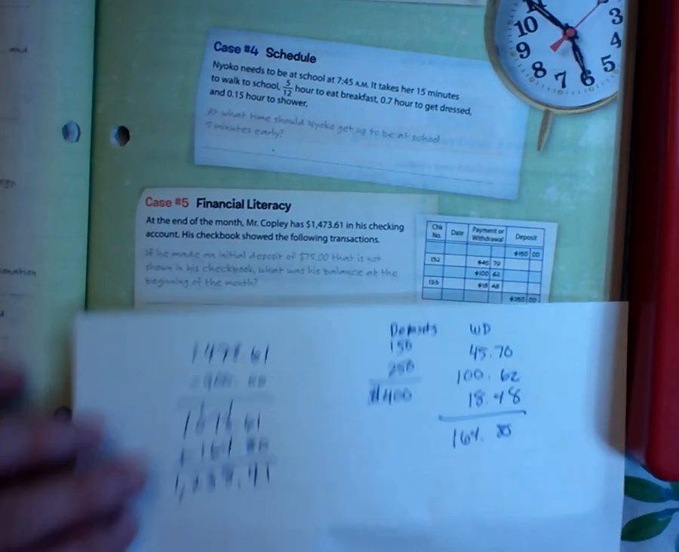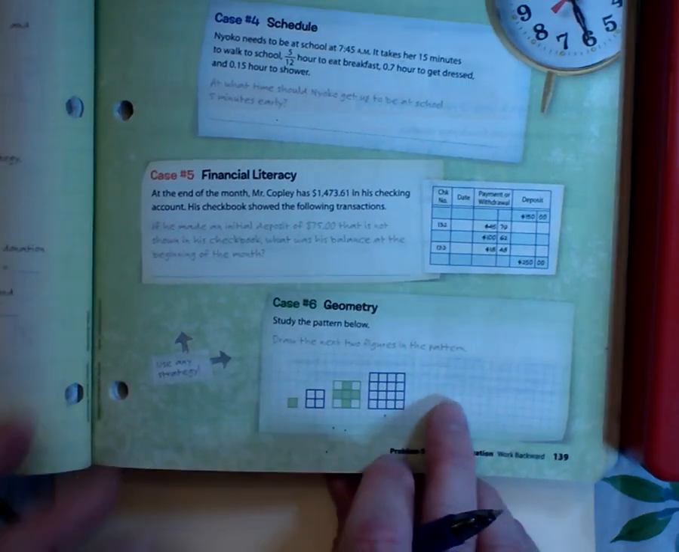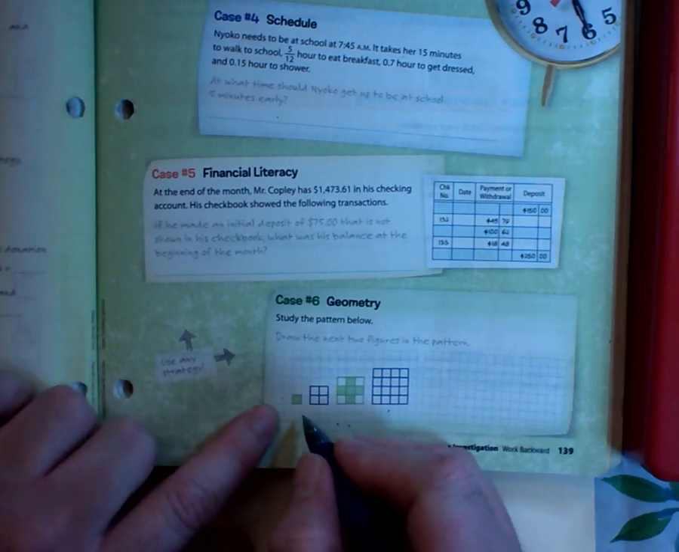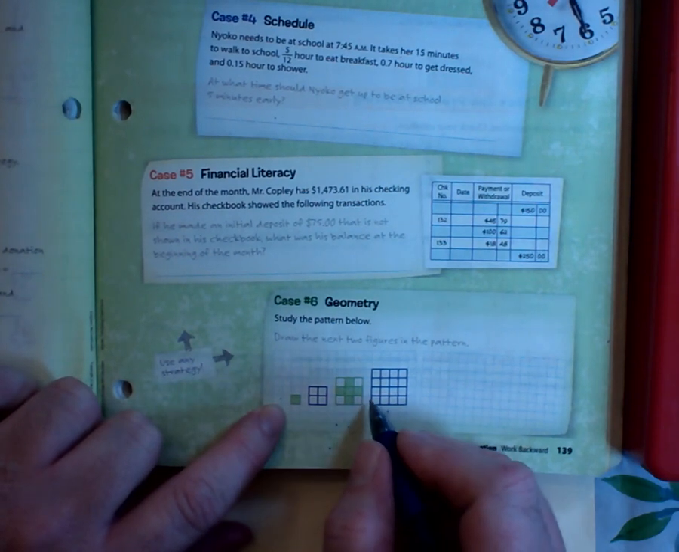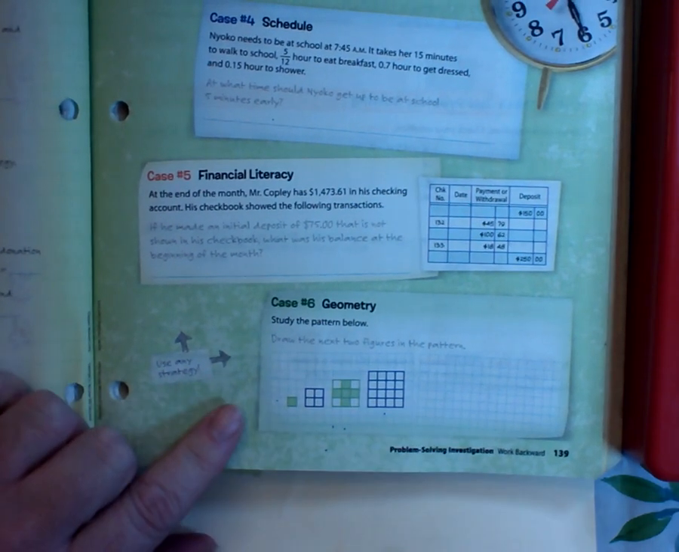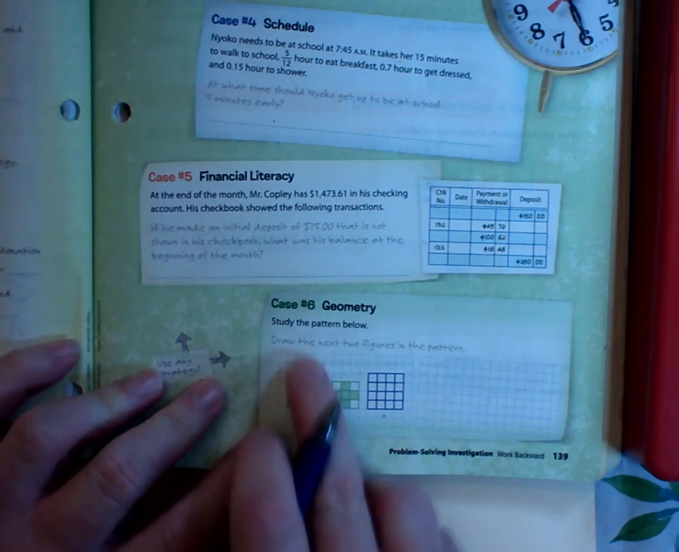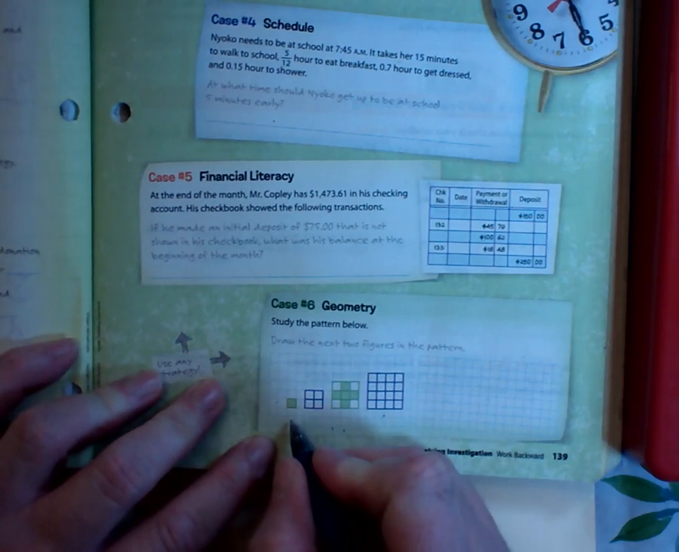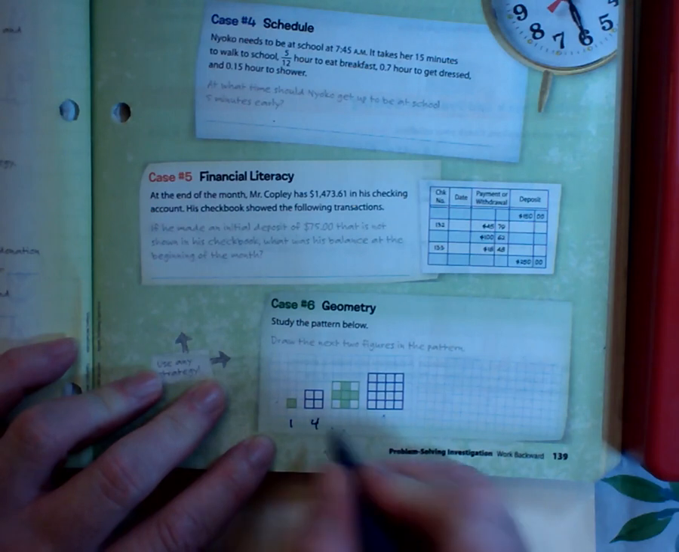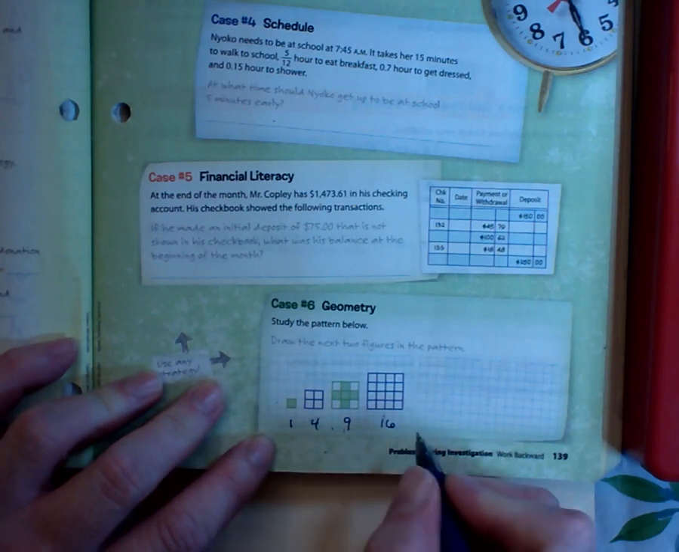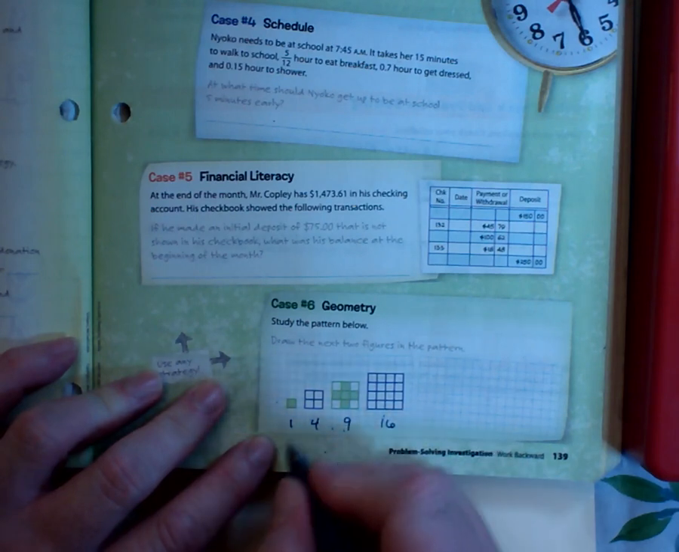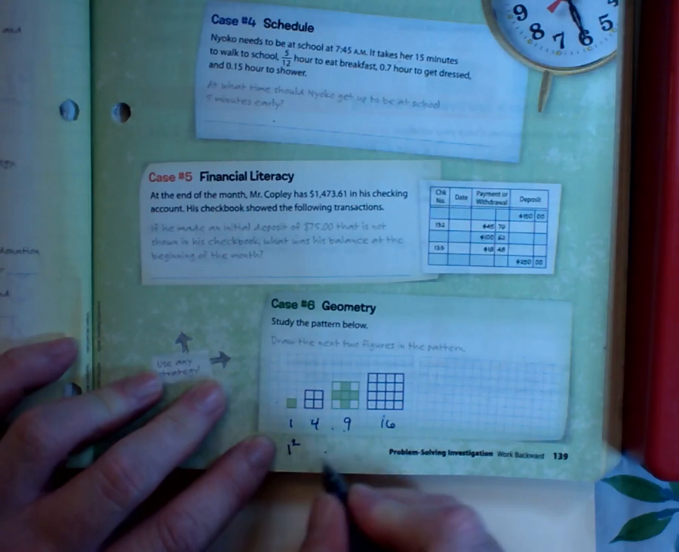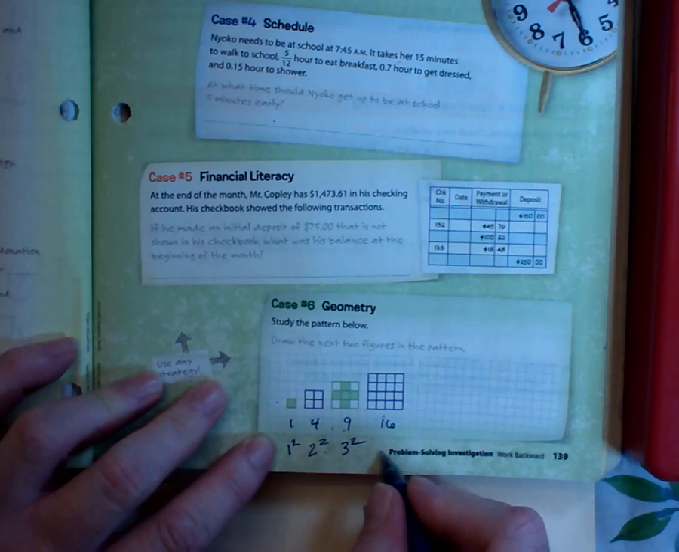And finally, we'll go to case 6. Here we have a square, and a little bigger square, and a bigger square, and then a bigger square. And we have to look at the pattern here. Well, we know that this is only one square, and this is 4 squares, and that's 9, and that's 16. So we can start seeing a pattern. What do we know about these? These numbers are perfect squares. 1 squared, 2 squared, 3 squared, and 4 squared.